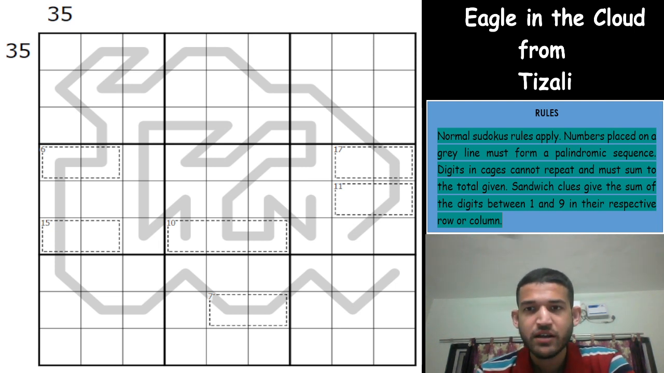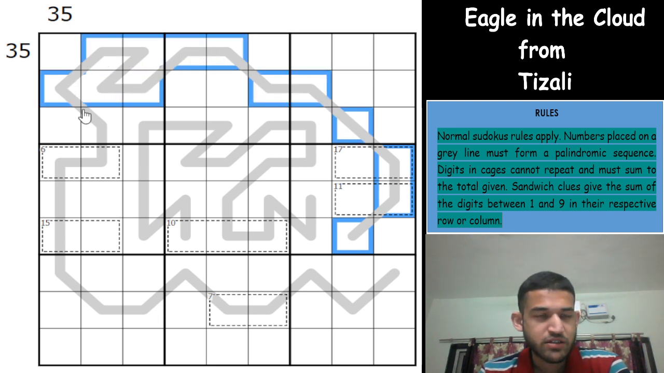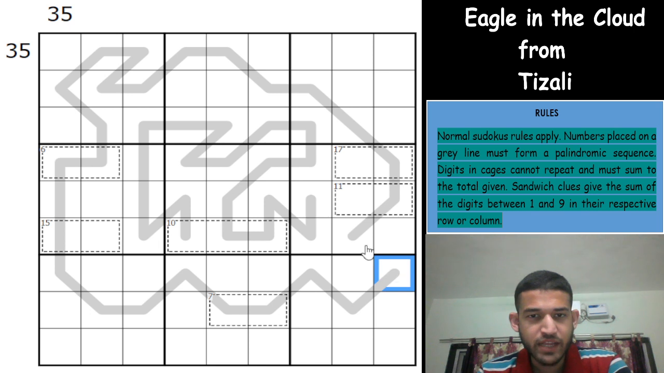So the rules are: classic rules apply. Each row, column and 3x3 box of the grid will have digits 1 to 9, no repetitions, and palindrome rules apply. So on each of these gray lines that you see in this grid, so this is a really big line, the digits form a palindromic sequence. Which means that starting from the ends of the line, the digits will read the same when you go along the line in the same direction.